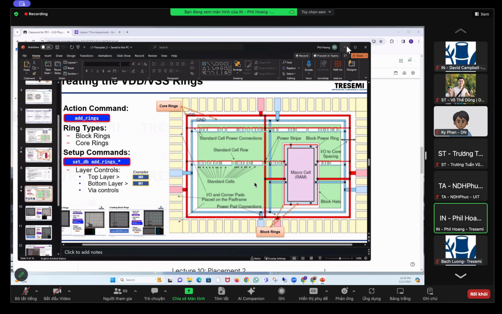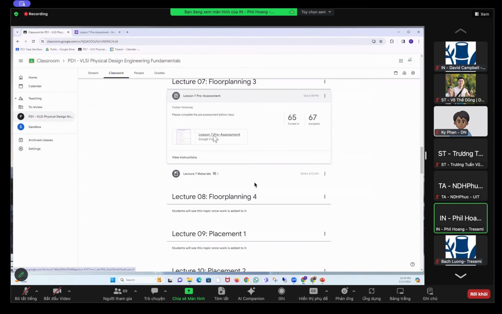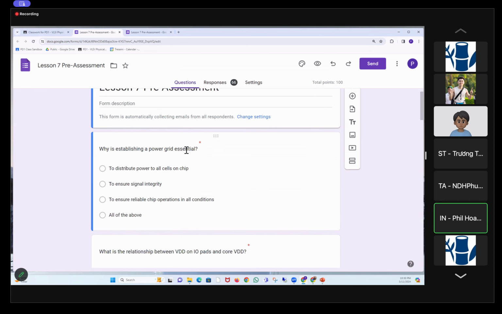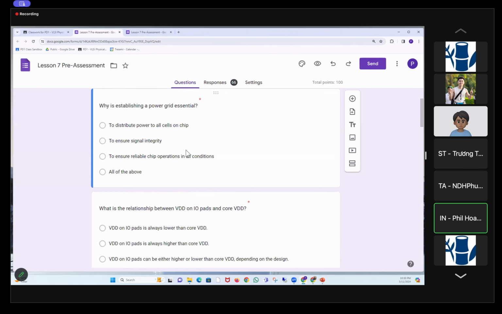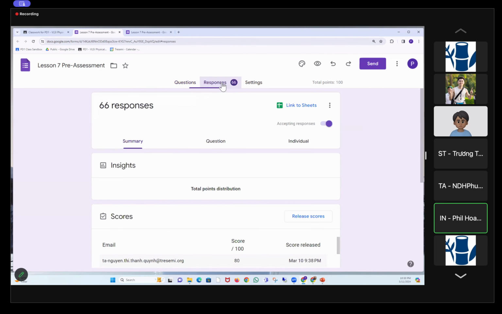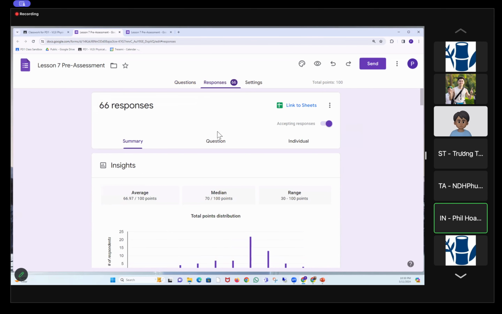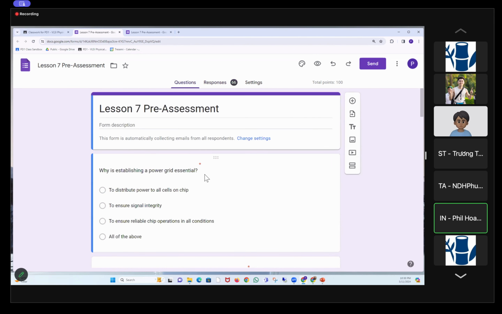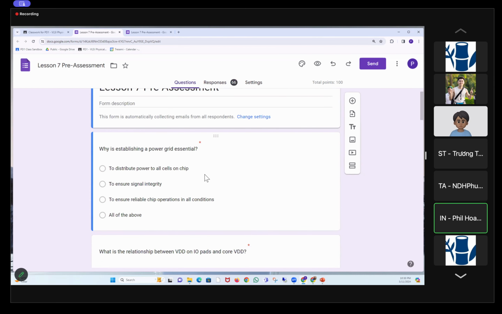So let's go over the pre-assessment. We have 66 responses, and you can see the difference. So why is establishing a power grid essential? So let me see what the responses are. That's actually only 12 got correct. Maybe after we're done with the lecture, you can see if the response is better this time.